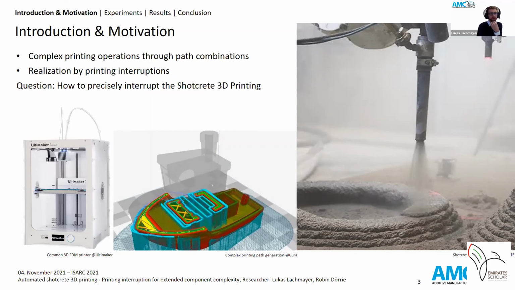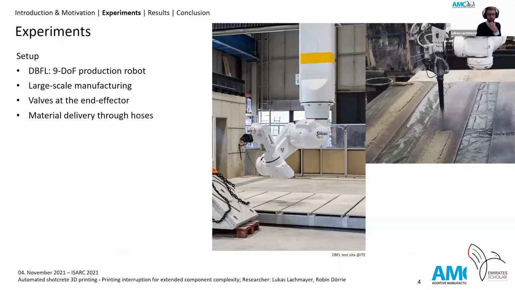Therefore, to investigate those interruptions, we conducted experiments at the DBFL, the Digital Building Fabrication Laboratory at the TU Braunschweig, which is managed by the ITE and my colleague. The setup consists of a 9 degree of freedom production robot, which is divided into 2 parts: a 3 DOF portal and a 6-axis industrial robot.